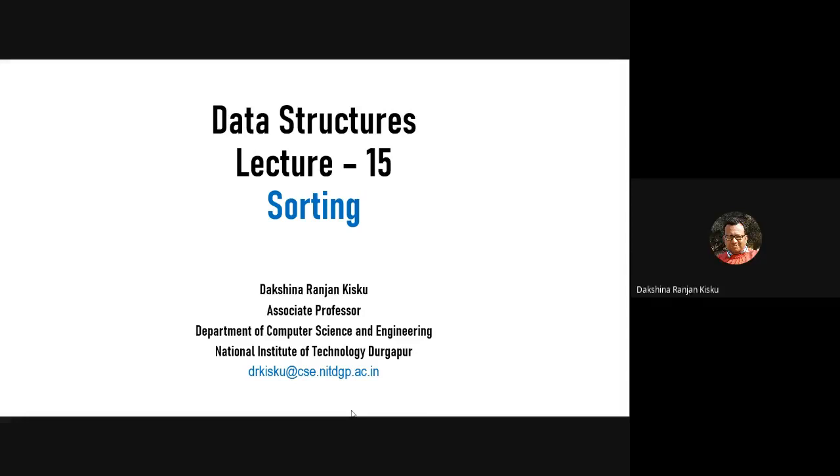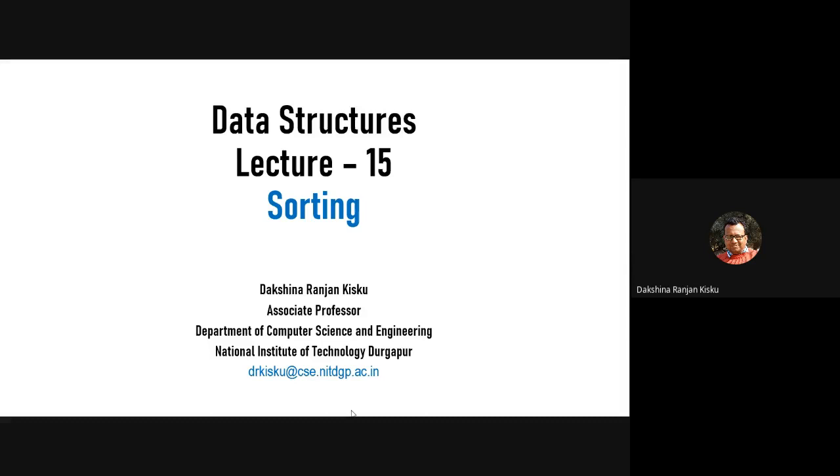So in the last class, we talked about bubble sort and insertion sort algorithms, and we also talked about the basic idea behind the sorting algorithms. Okay. Today, we will be talking about the insertion sort as well as the selection sort, and after that, we will be talking about merge sort.